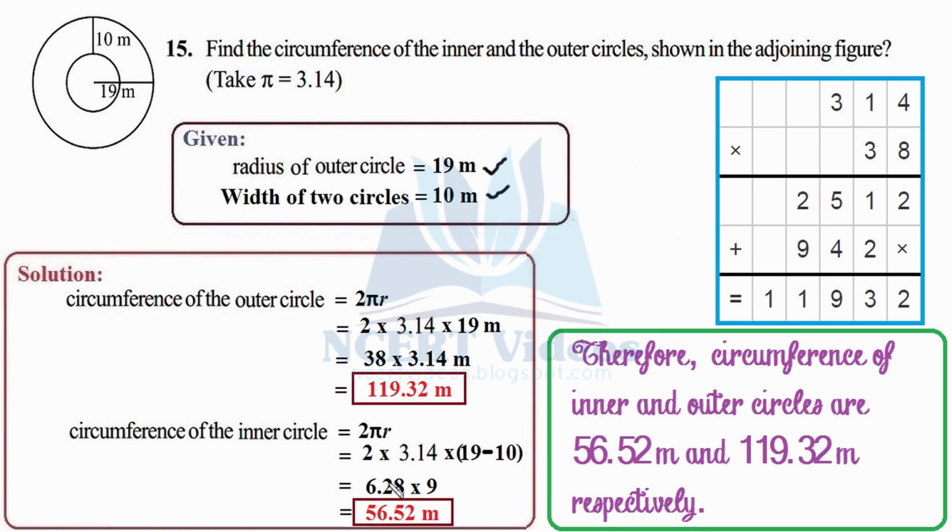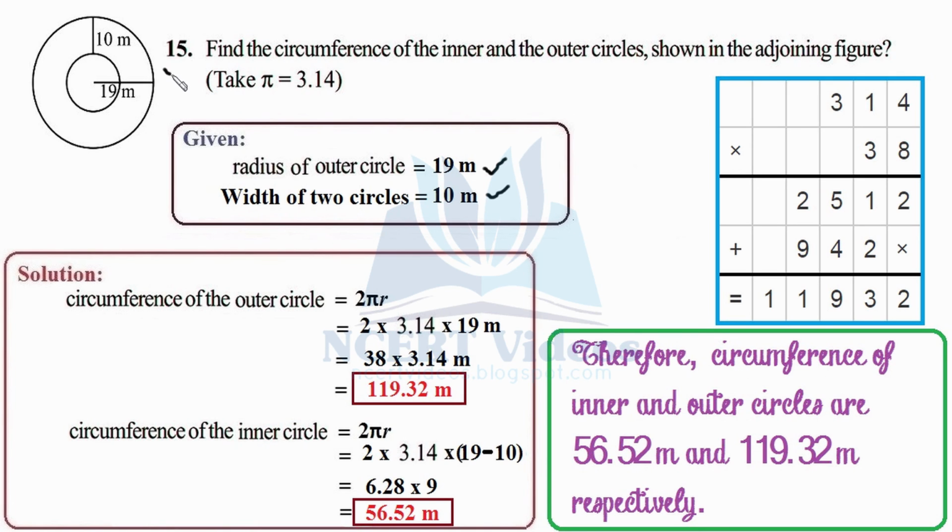Solve it. 9 times 8 is 72, 7 carry, and 18 plus 7 is 25. Decimal as it is, 2 carry, 6 nines are 54, plus 2 is 56. So 56.52 meter is the circumference of this smaller circle. Therefore, the circumferences of inner and outer circles are 56.52 meter for inner and 119.32 meter for outer, respectively. Respectively means the same order as we have stated in the statement and given in the values.